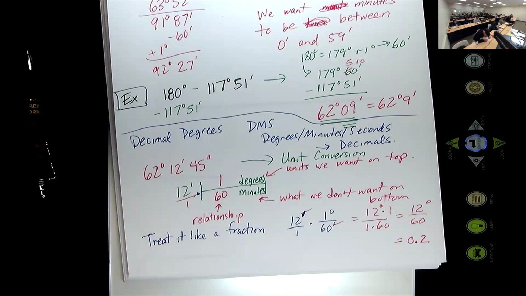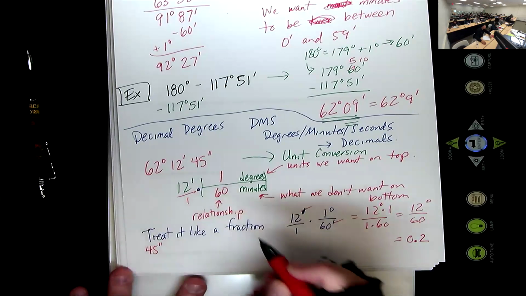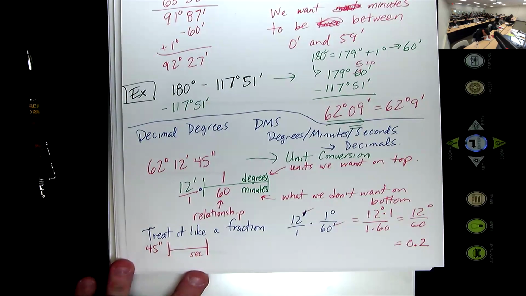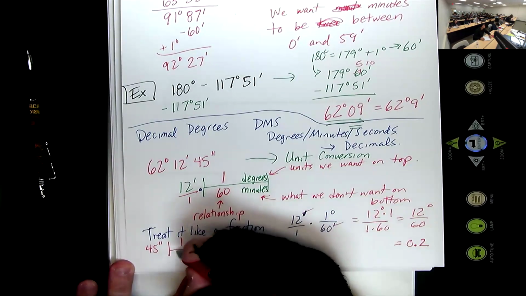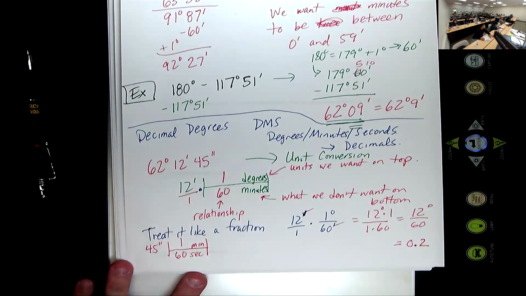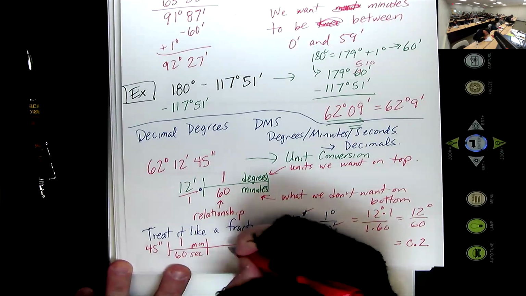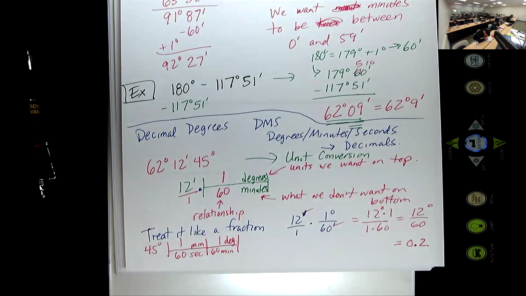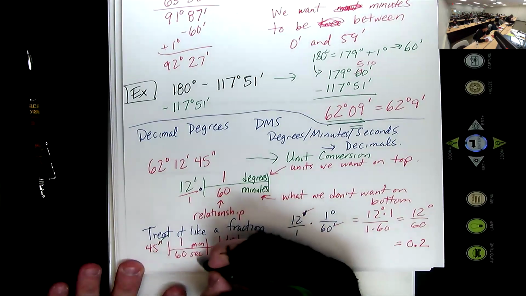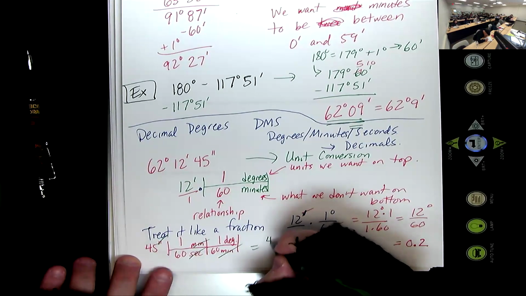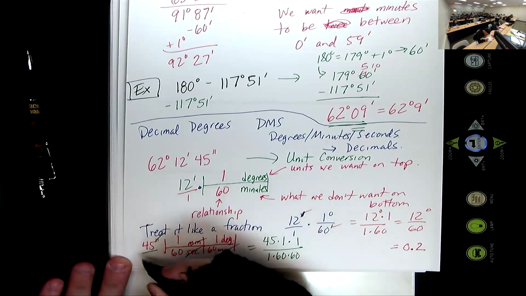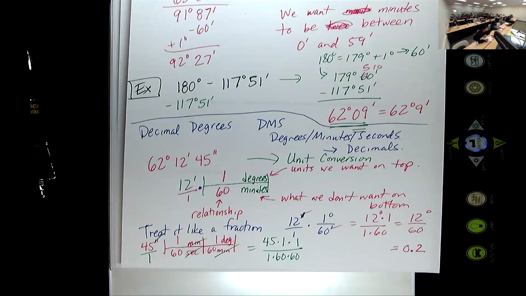We're gonna do the same thing with the seconds. So we had 45 seconds. I'm gonna throw seconds on bottom. And the only one that I know a relationship with is minutes. 1 minute is 60 seconds. But I don't wanna end up with minutes, I wanna end up with degrees, so I'm gonna make another bridge. And I've got 60 minutes equals 1 degree. Seconds cancel there, minutes cancel there. Our end result is 45 times 1 times 1 over 1 times 60 times 60. That whole number is a number over 1.